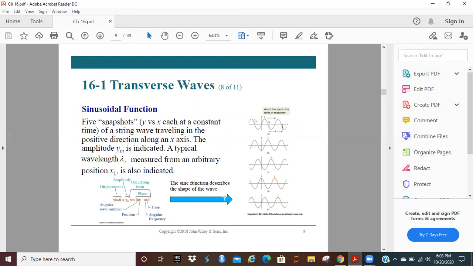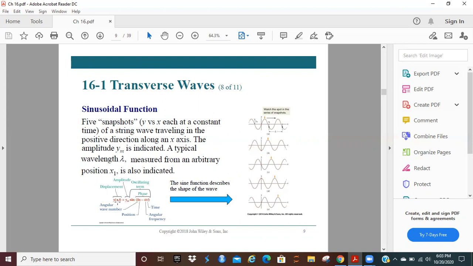So we have 5 different snapshots, or x versus y, each at a constant time, of a string wave traveling in the positive direction along an x-axis. The amplitude, y sub m, is going to be indicated. A typical wavelength measured from an arbitrary position is also indicated.